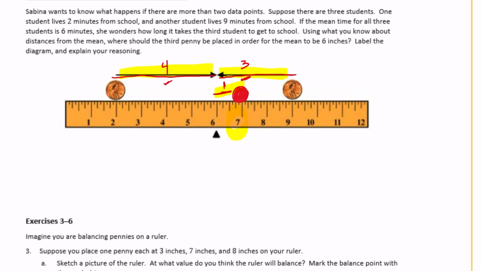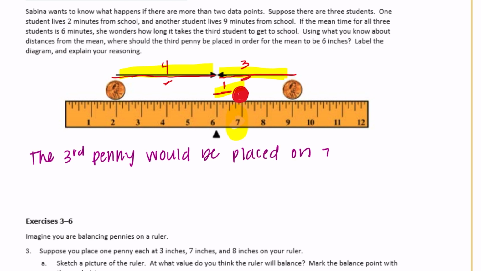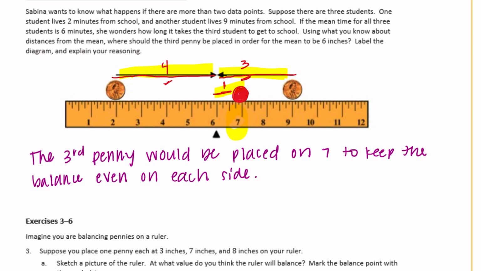So let's say the third penny would be placed on 7, to keep the balance even on each side, or equal on each side.